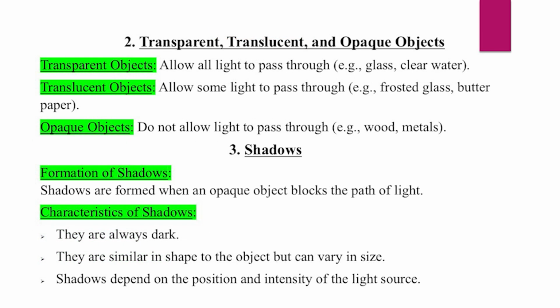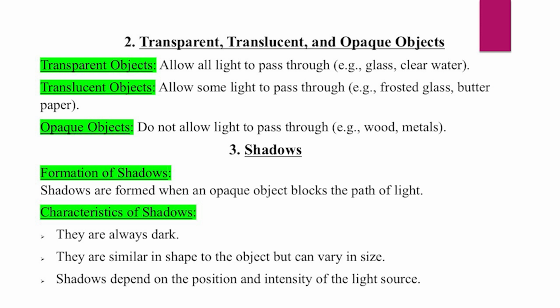2. Transparent, translucent, and opaque objects. Transparent objects allow all light to pass through, for example, glass, clear water. Translucent objects allow some light to pass through, for example, frosted glass, butter paper. Opaque objects do not allow light to pass through, for example, wood, metals.